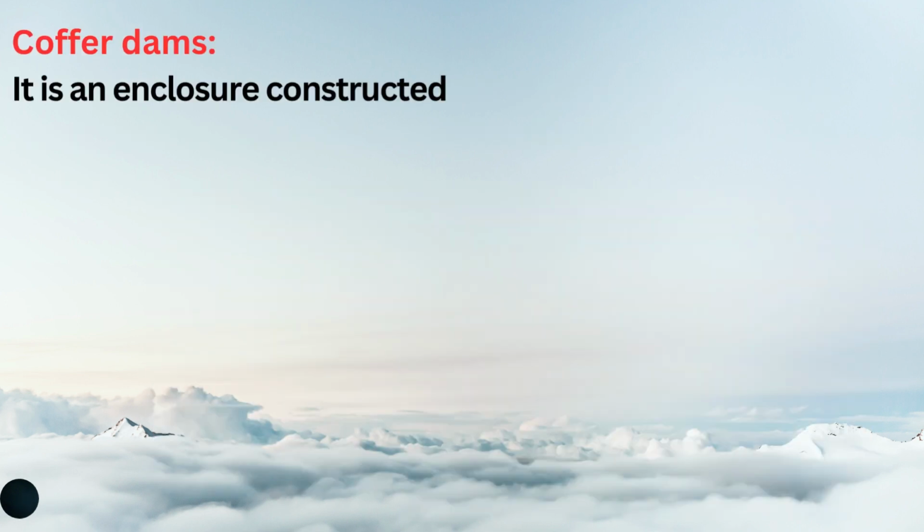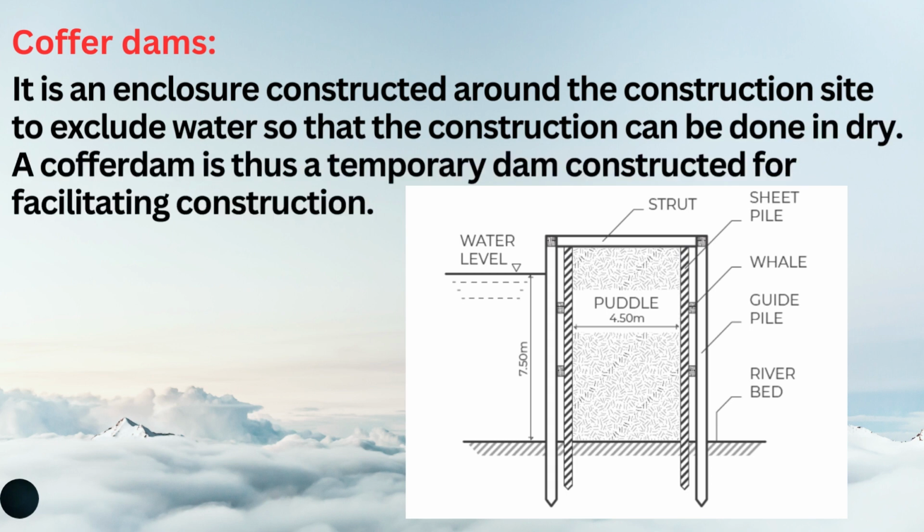Okay. Next is cover dams. It is an enclosure constructed around the construction site to exclude water so that construction can be done in dry conditions. In short, whenever there is a requirement to construct something on the dam, a temporary structure is built to make that portion dry. We can construct this kind of cover dam or temporary dam to facilitate the remaining construction or to modify the rest of the portion.